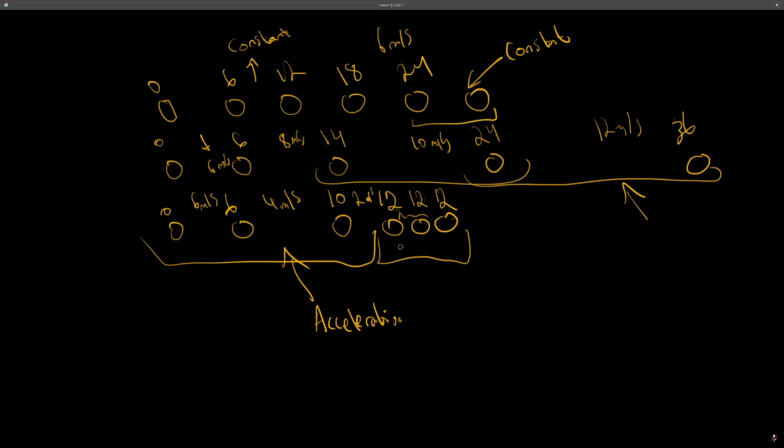And then here, from this point to this point, it's at a constant velocity. So there's zero acceleration, because there's no change in velocity. As we mentioned before, acceleration is the change in velocity. So when there's no velocity change, there's no acceleration.